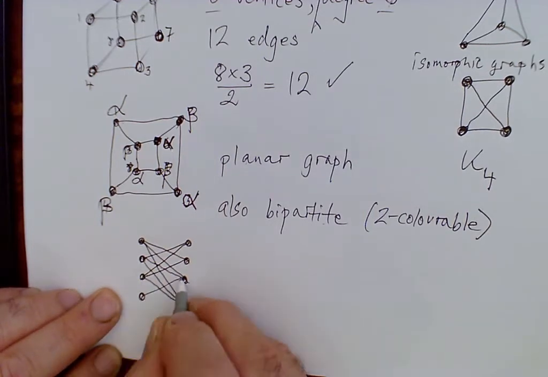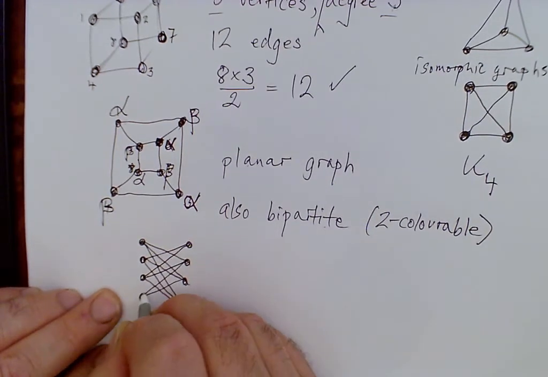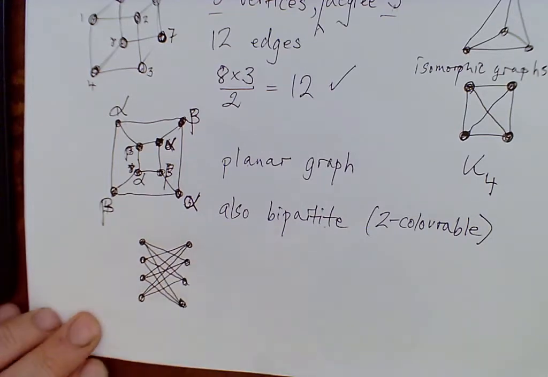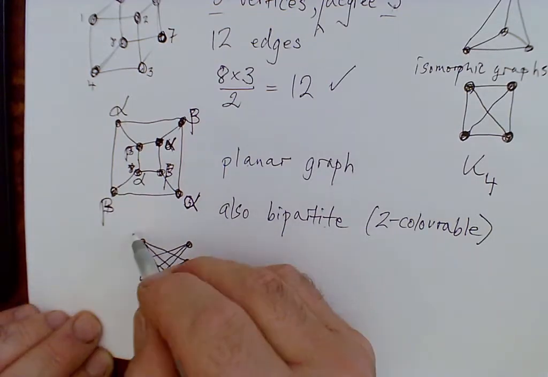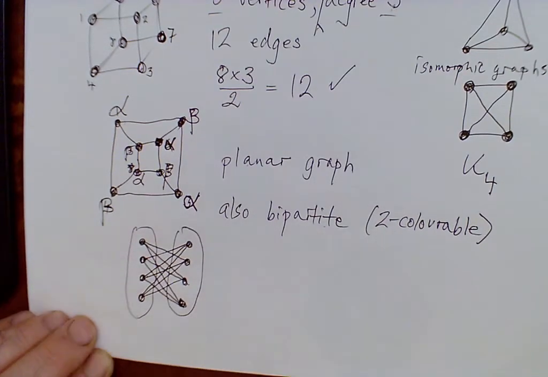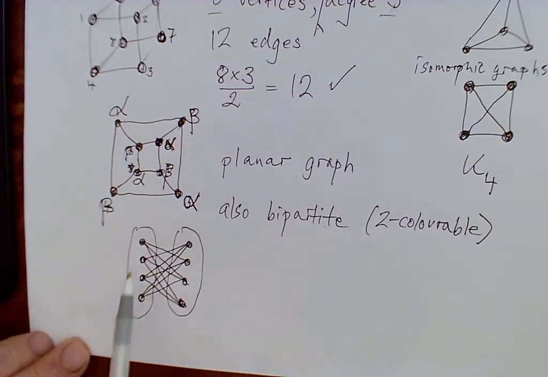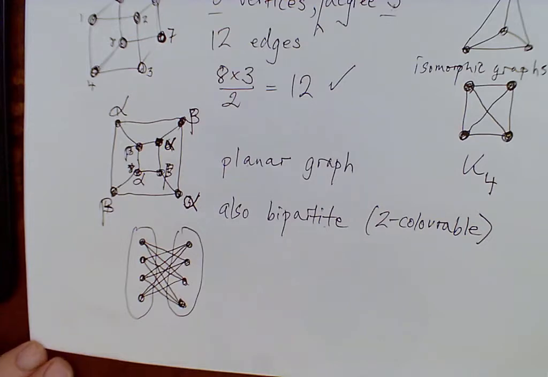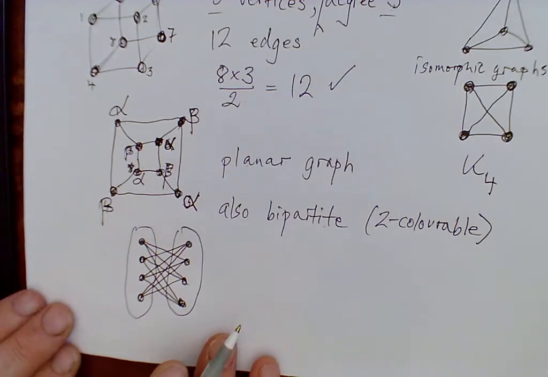So there's another representation of the cube graph that emphasizes the fact that it's bipartite, because we've actually partitioned the vertices into 2 subsets, and no 2 vertices in either subset are joined by an edge. The edges only go across from one subset to another. That's the concept of being bipartite.